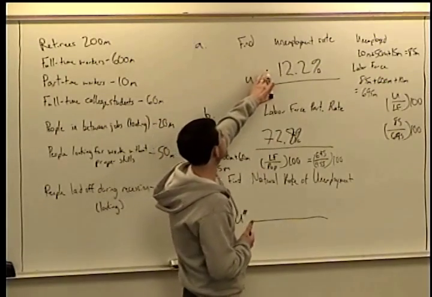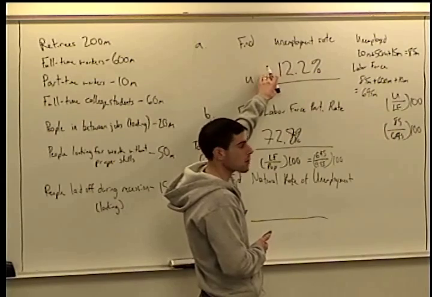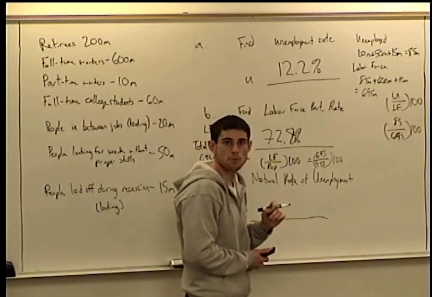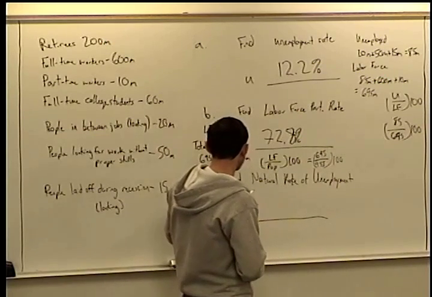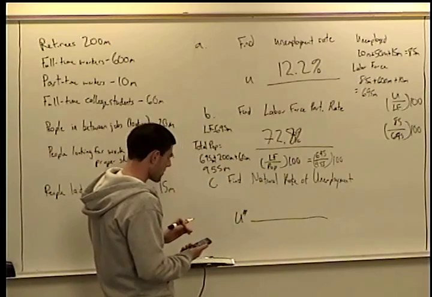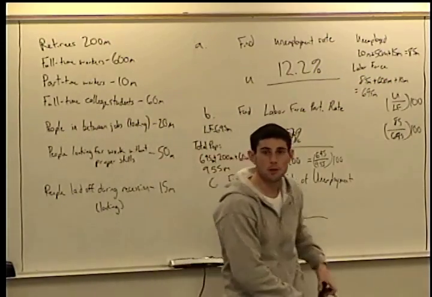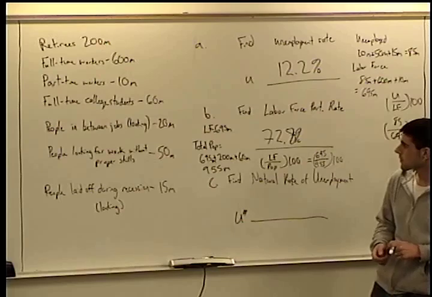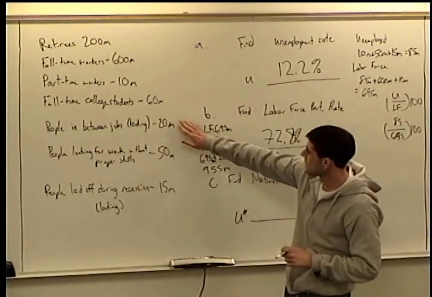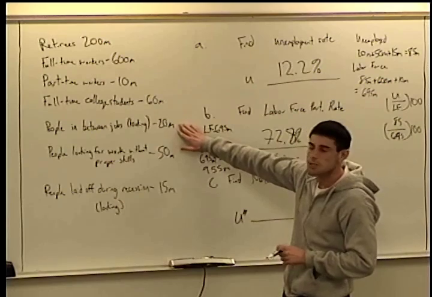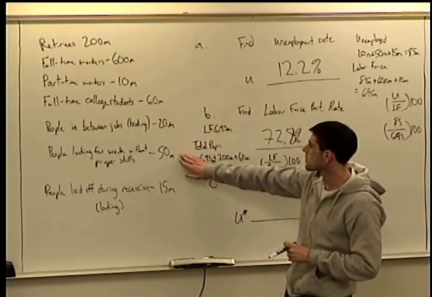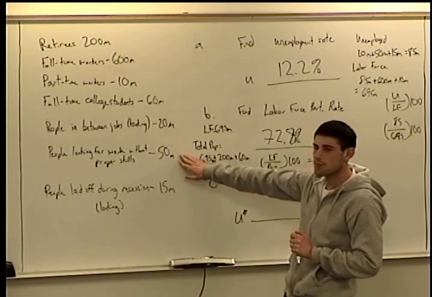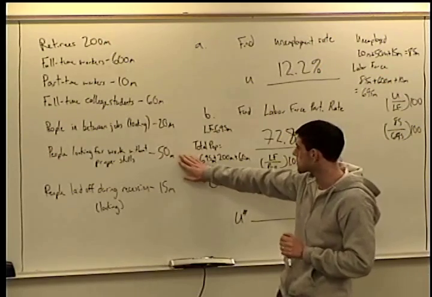So out of the entire labor force, 12.2% of the people cannot find a job. Out of the entire population, 72.8% of people want to work. And then lastly, we want to find the natural rate of unemployment. And the natural rate of unemployment would be the unemployment rate that would occur if cyclical unemployment was equal to 0. So if we look here, okay, people in between jobs, those are frictionally unemployed, so these people would still be unemployed. People without work looking for work because of improper skills, that's 50 million, so that's structurally unemployed, so they would still be unemployed.